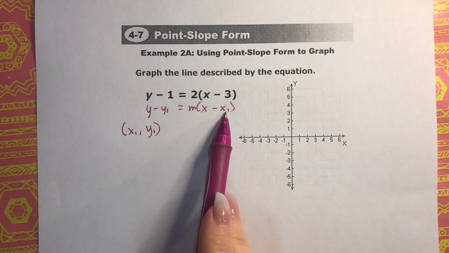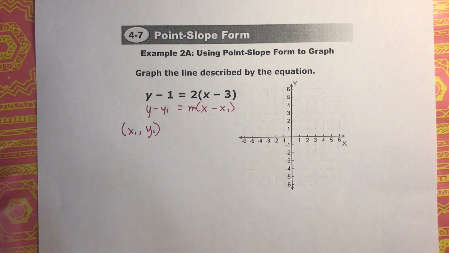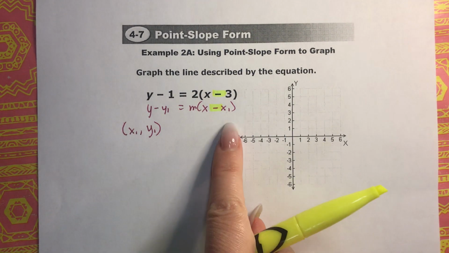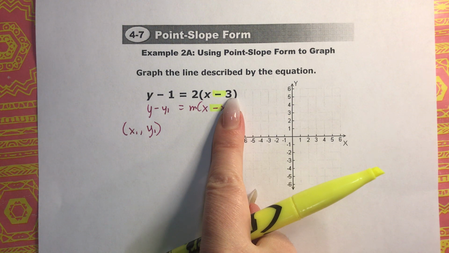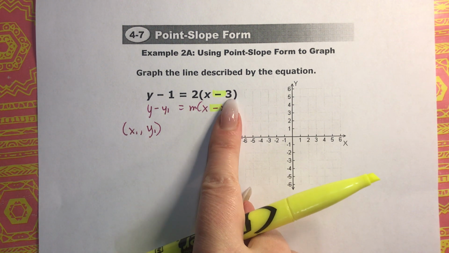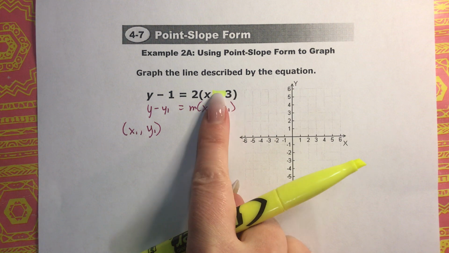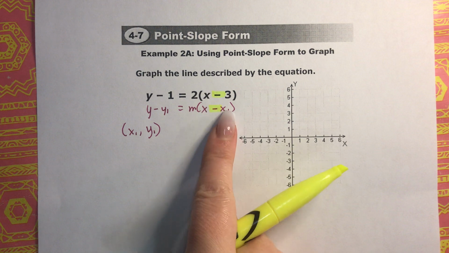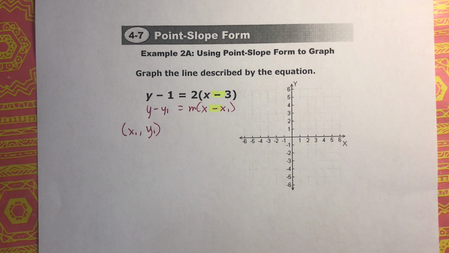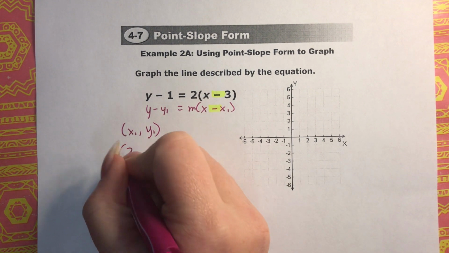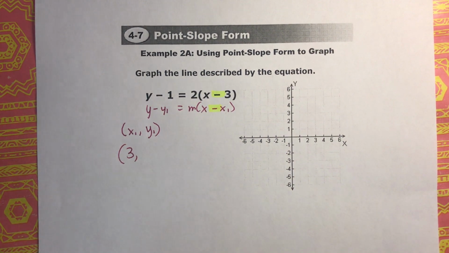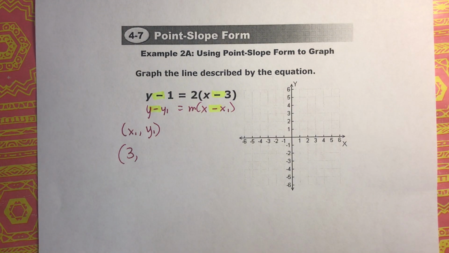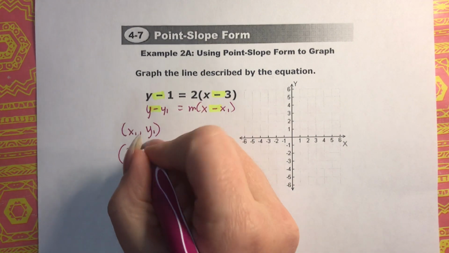So our x1 is here. It's 3, right? This negative is actually a part of the formula. So we know that our x1 is going to be a positive 3. Whenever you see this negative 3, you just need to think about the opposite, which is a positive, because the negative is a part of the formula. So our x1 is actually 3, and the same thing is true here. This negative is a part of the formula, so y1 is actually a positive 1.